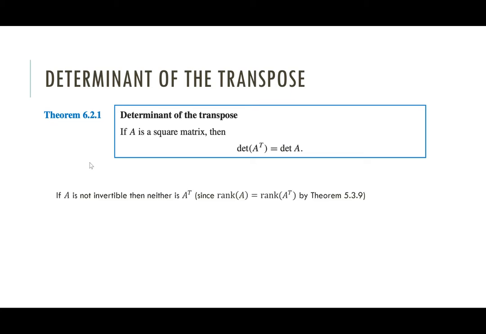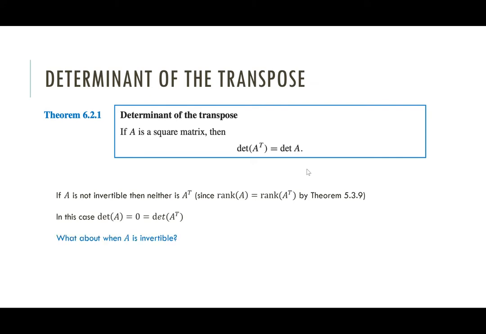Well, first, again, let's start with the case: suppose A is not invertible. Then neither is A transpose, and this is from theorem 5.3.9, which says that the rank of A is equal to the rank of A transpose. So if A doesn't have full rank, neither does A transpose. And so both of their determinants are 0. And so, sure, their determinants are equal in that case.